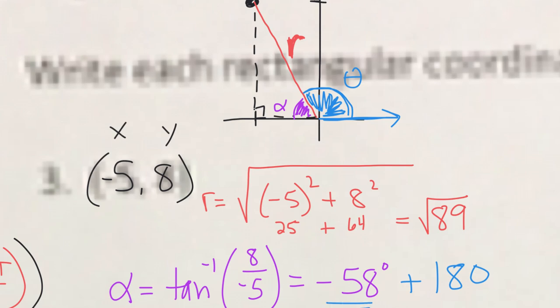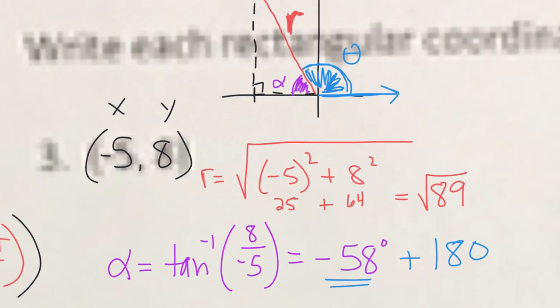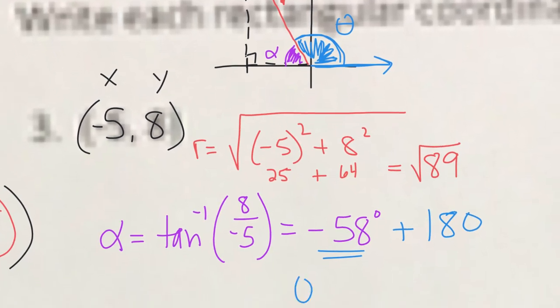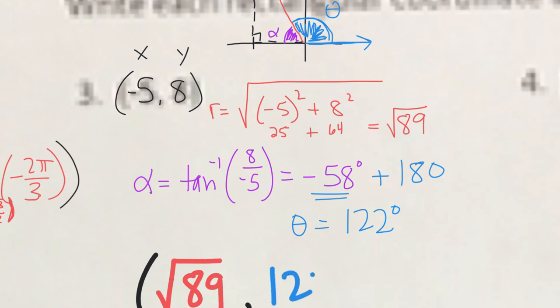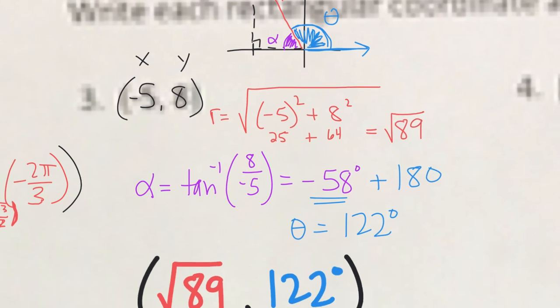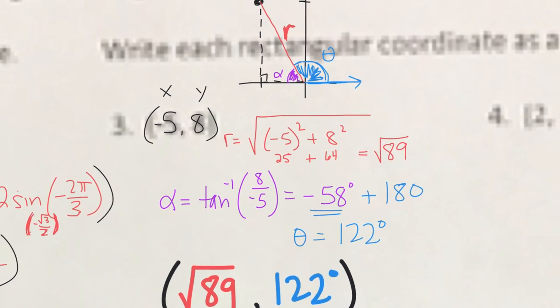So it's a negative already. So if we add 180 to our negative, that will tell us what our angle is, which is 122 degrees. So as a polar coordinate, this is the square root of 89, which is the radius, and a 122 degree angle formed with the positive x-axis.